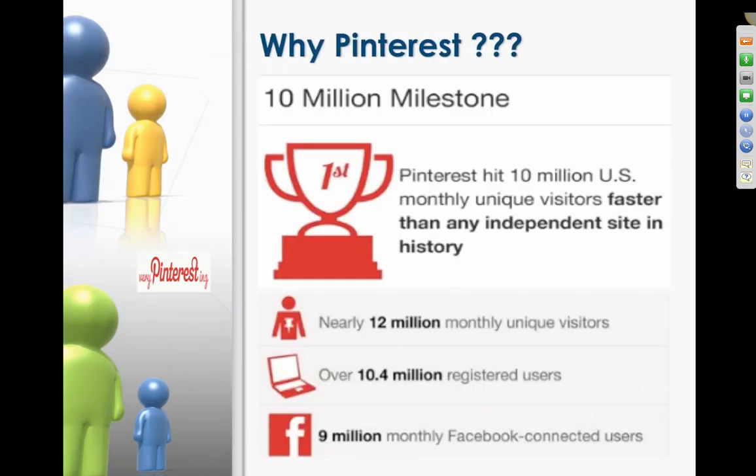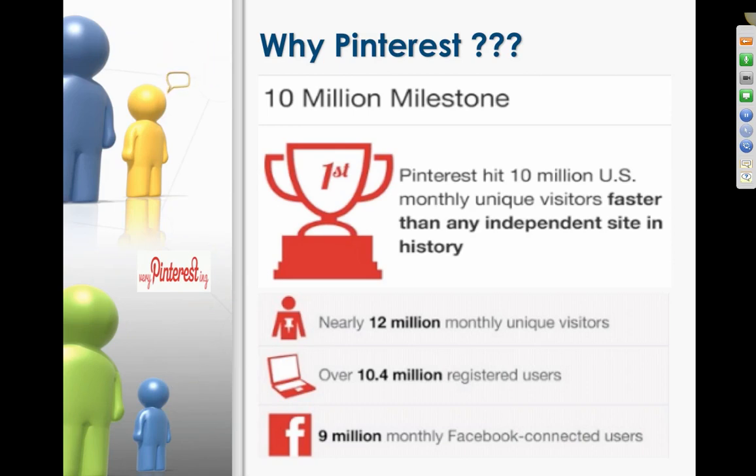But Pinterest hit 10 million monthly unique visitors faster than any independent site in history. We've all seen those stats about how long it took for people to adopt the fax, the radio, the television, the internet and Facebook. Pinterest has just blown everything else out of the water in terms of speed of adoption and the number of people visiting and participating.